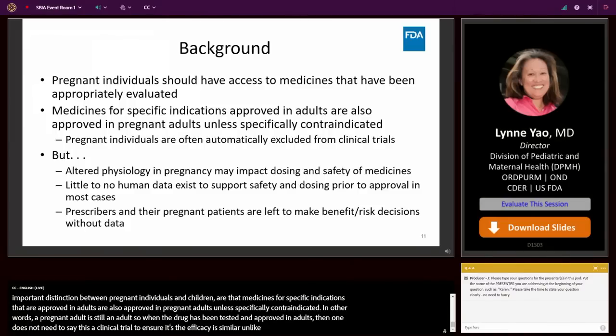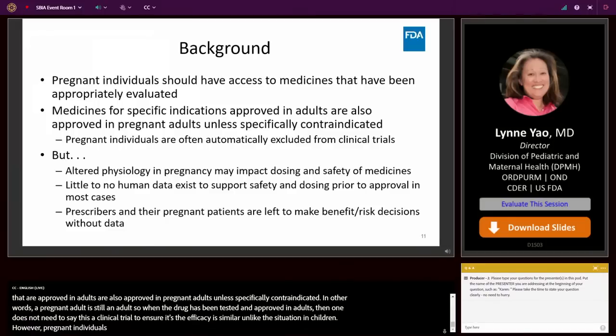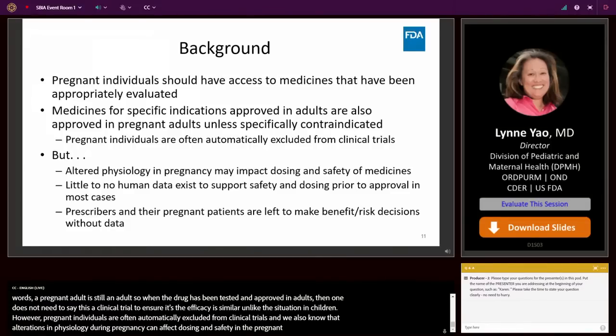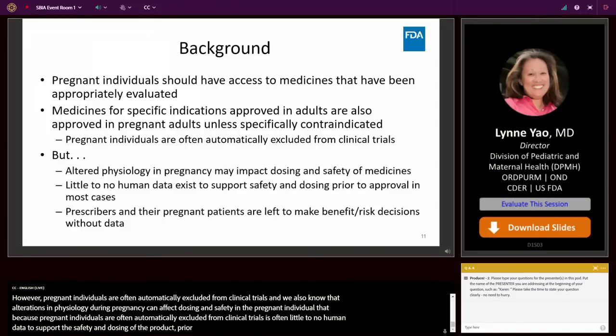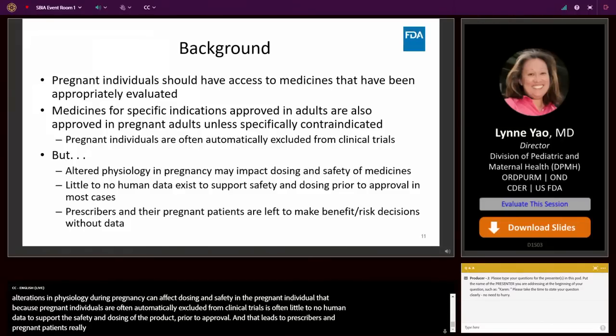However, pregnant individuals are often automatically excluded from clinical trials. And we also know that alterations in physiology during pregnancy can affect both dosing and safety in the pregnant individual. Because pregnant individuals are often automatically excluded from clinical trials, there's often little to no human data to support the safety and dosing of the product prior to approval. And that leaves prescribers and pregnant patients to make benefit-risk decisions without any data. That situation is really unacceptable.